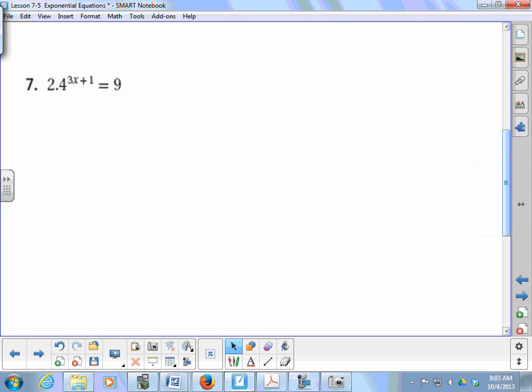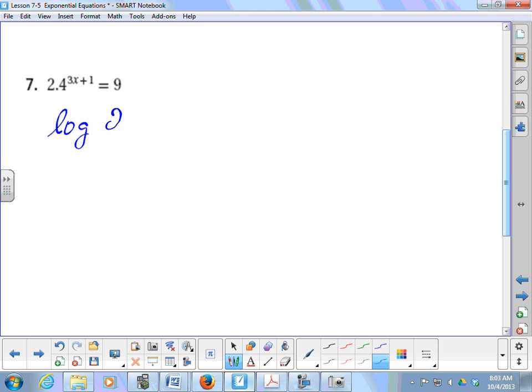Okay, so solving exponential equations. The first thing you want to do is, can I make the bases the same? In this problem, there's no way to write 2.4 as, say, 3 raised to the power, where we can do that with 9. So if you cannot make the bases the same, then you need to take the log of both sides.